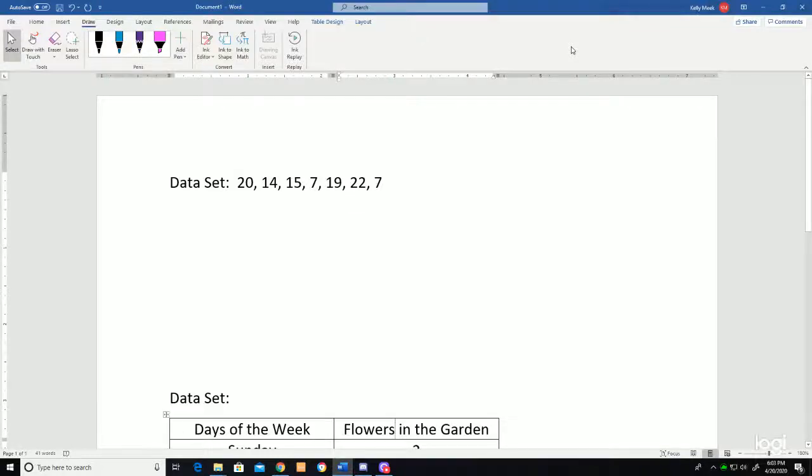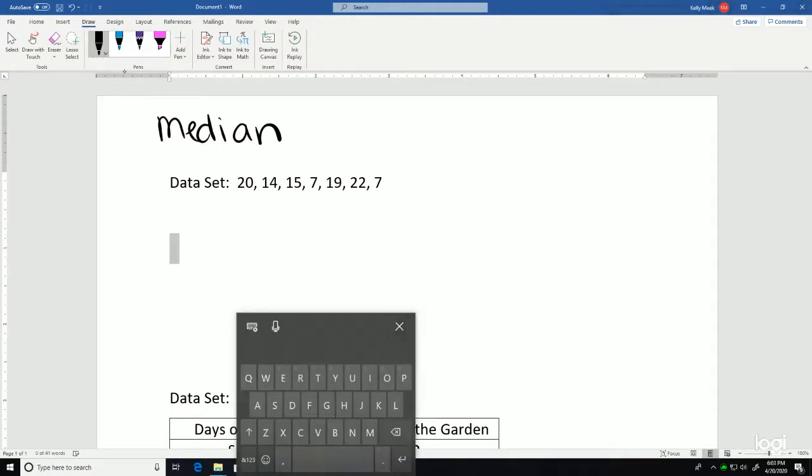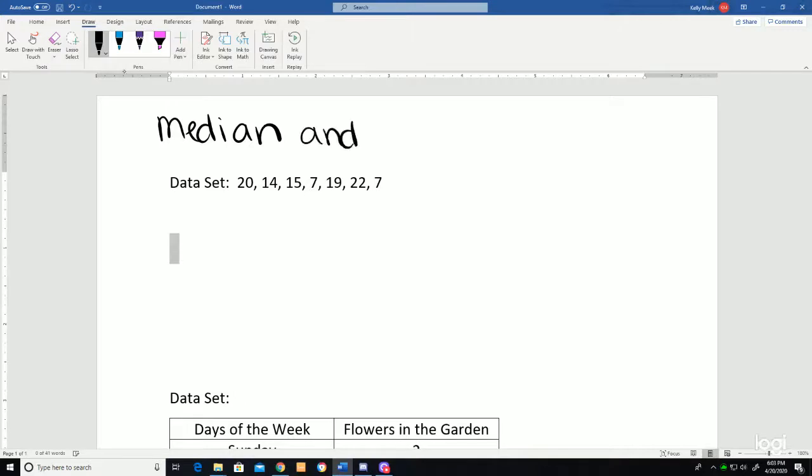Hello everyone. Today we're going to be working on median and mode. Those are two separate things, but they have to deal with how spread out our data is. Again, we are talking about a list of numbers, a data set, and what they have in common, what relationships they have with each other.